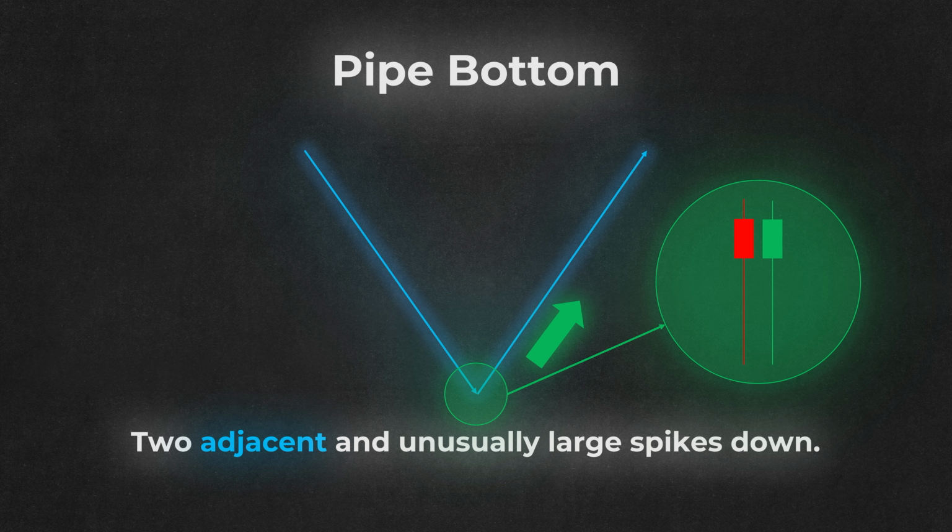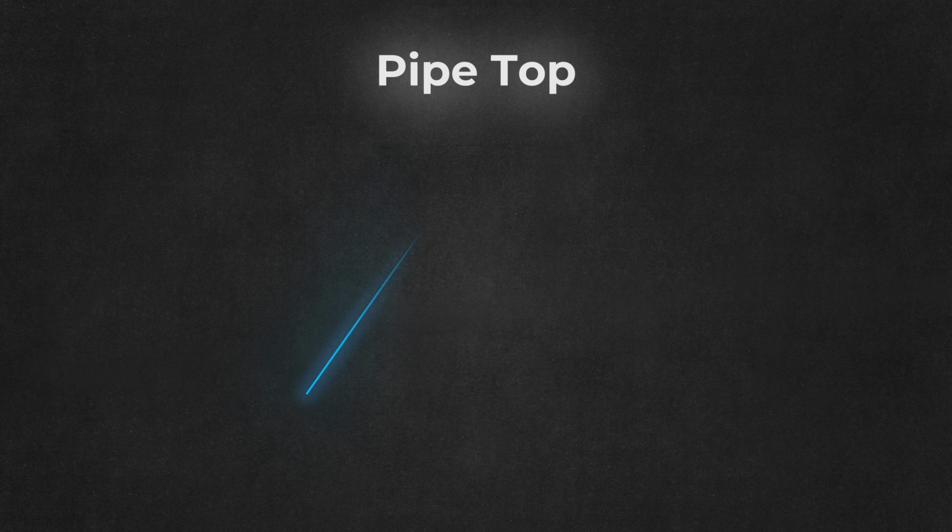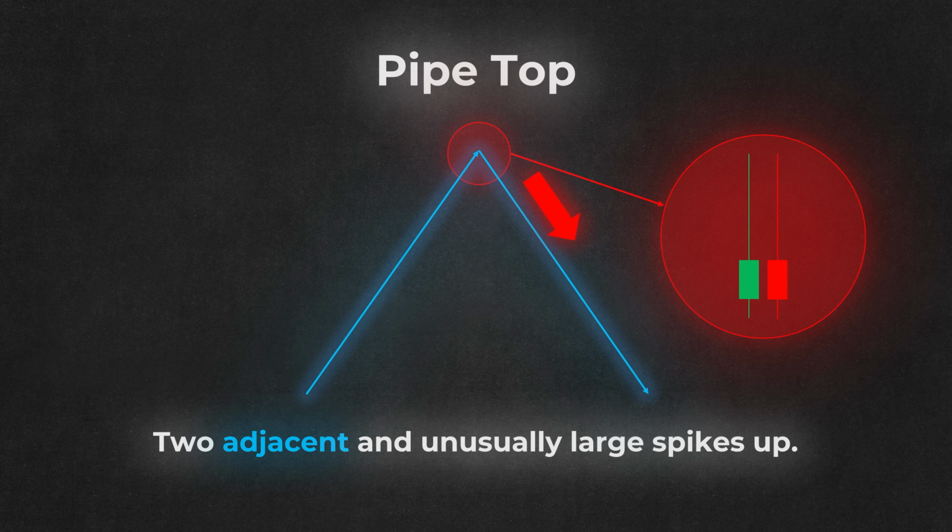The bearish version, called pipe top, is characterized by two adjacent and unusually large spikes up. This is similar to the horn pattern, but there is no candle in the middle of the spikes. This also implies a double top formation in a lower time frame, but it's like we are zooming out even farther in relation to the horn formation. The two large upper shadows make it clear that there is selling pressure, so a short trade can be opened with a stop above the spikes and a target 3 times larger than the stop.